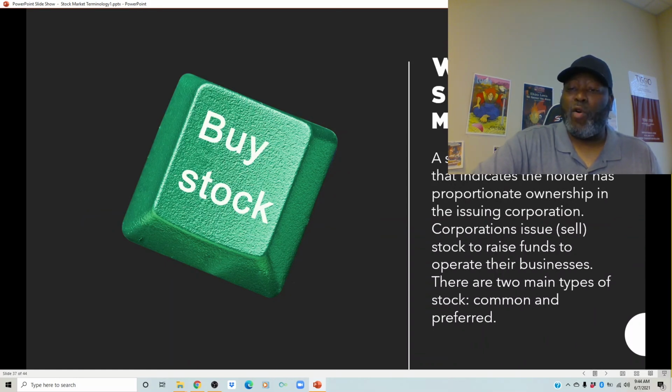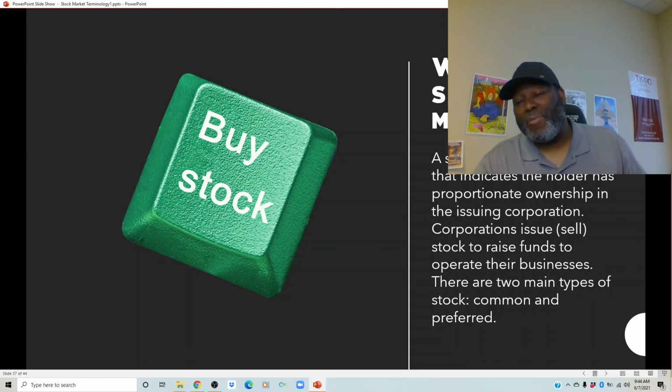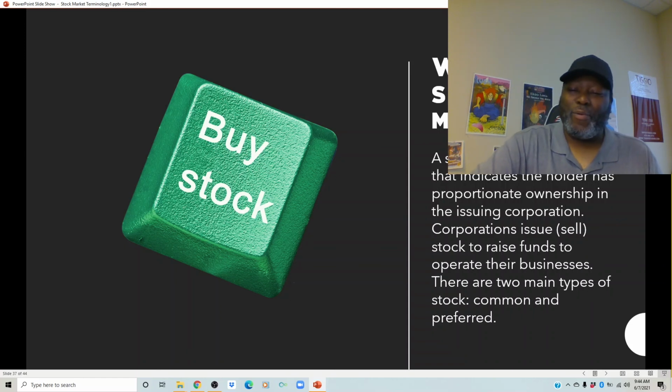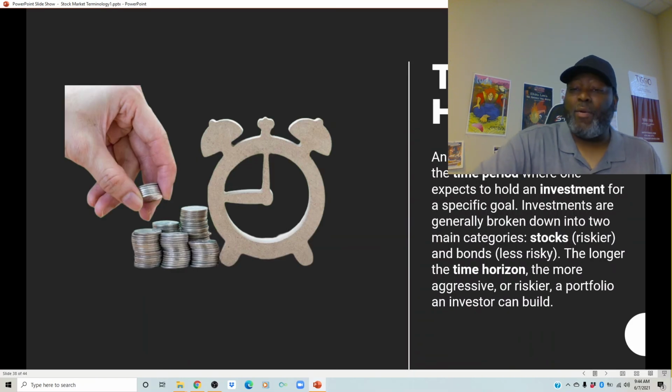What does stock mean? A stock is a form of security that indicates that the holder has proportionate ownership in the issuing corporation. Corporations issue stock to raise funds to operate their businesses. There are two types of stock, common and preferred. Proportionate. Say it repeatedly.